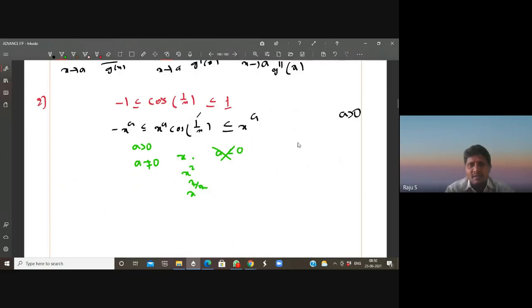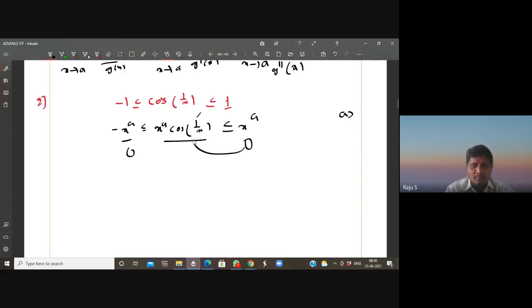If it is less than 0, what will happen? If the a value is less than 0, we will get 1 by x power a. So in cos 1 by x by x power a, if I substitute 0 here, we get something by 0, which is undefined. So students, remember that for this kind of question, you can write the answer directly: a must be greater than 0. Then only with the help of the Leibniz rule, this will be 0.